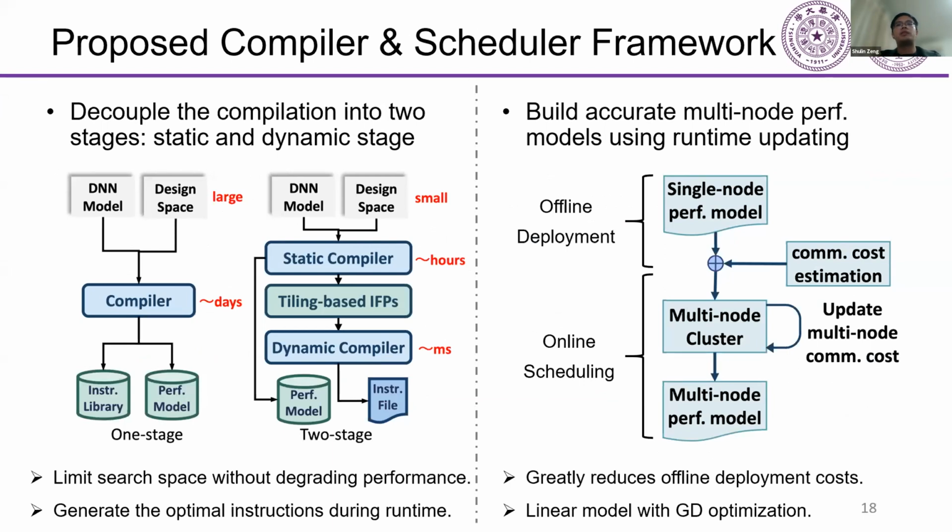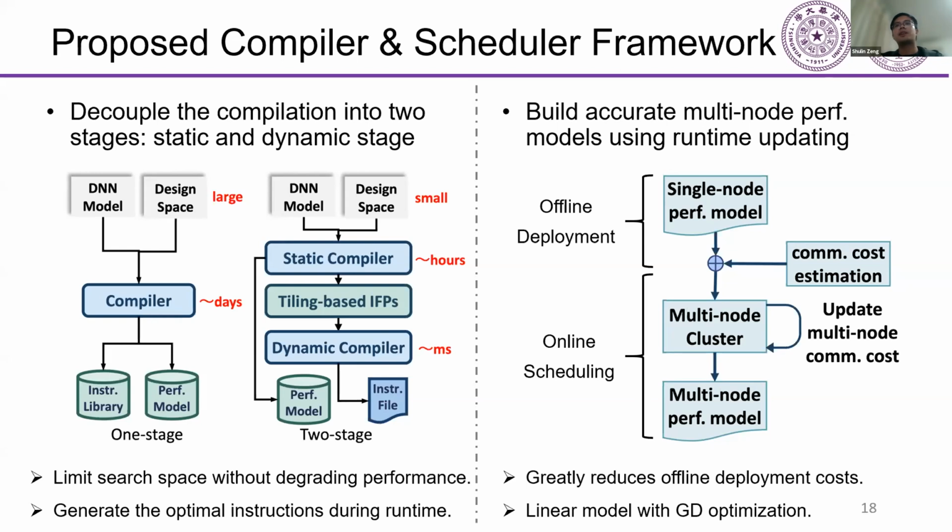To tackle this challenge, we propose a multi-node optimized compiler and scheduler framework. On the compiler side, we decouple the compilation into 2 stages, that is static and dynamic stage. It is proposed in our previous work in FSM, and it can help to limit the search space without degrading performance. And it can generate the optimal instruction during runtime with millisecond level overhead.